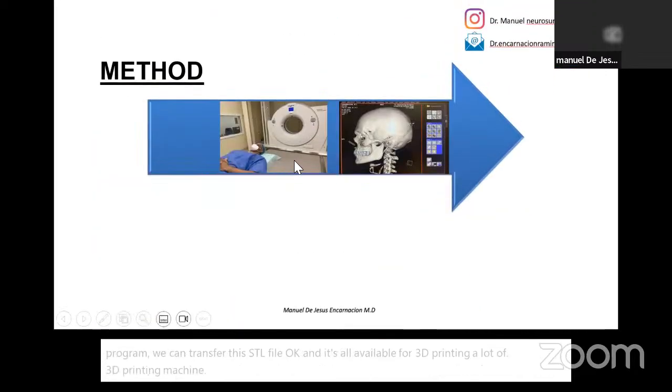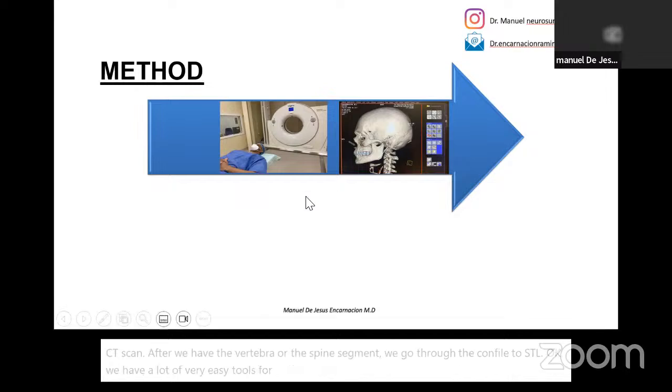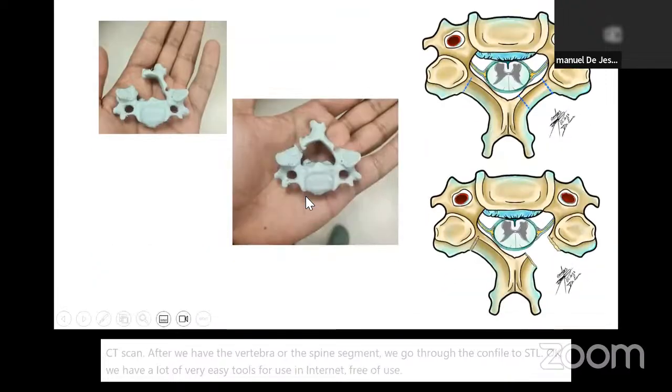First step, CT scan. After we have the vertebra or the spine segment, we go through the DICOM file to STL. We have a lot of very easy tools on the internet, free to use. Here is an illustration from my good friend Carlos Ovalles. You can see this was in the Federal Center of Neurosurgery in Tyumen.